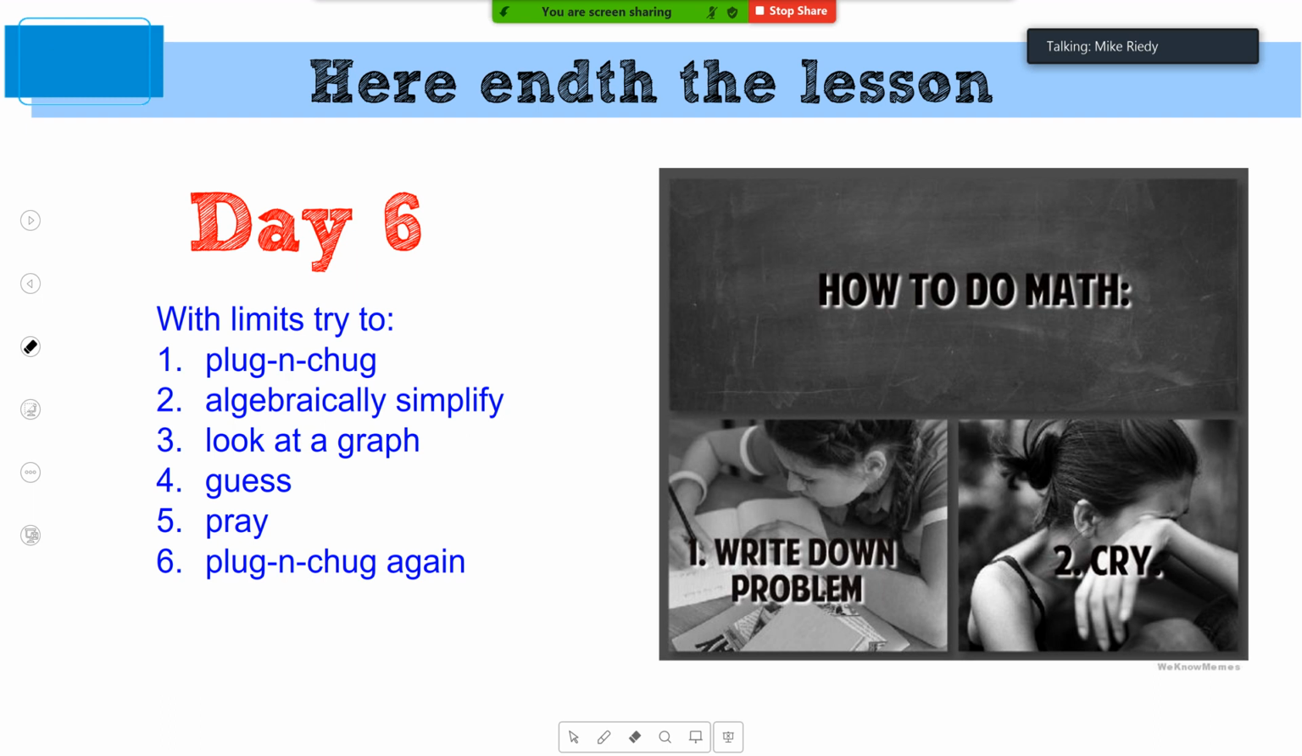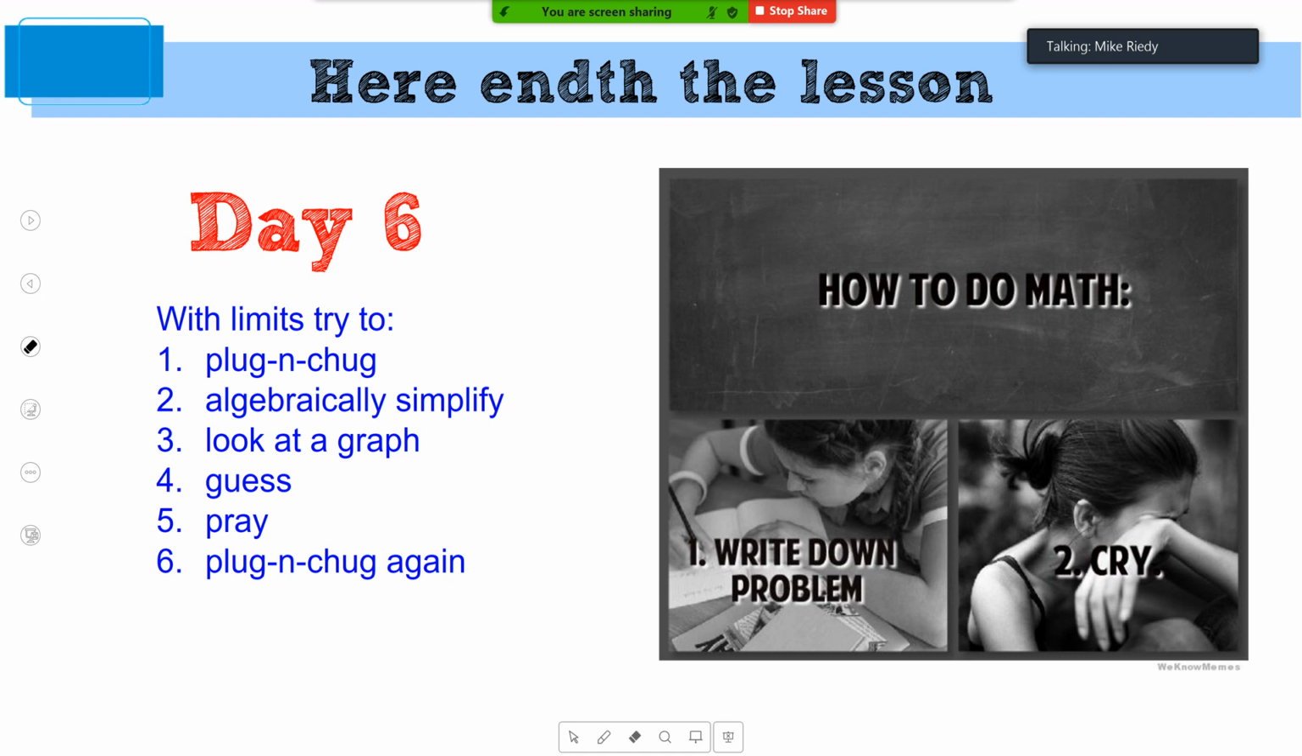So here's again the summary of what to do. Number 1, plug and chug. Number 2, algebraically simplify. Number 3, I threw this in there: if you can, look at the graph. Graph it on your calculator. Use Desmos. Number 4, just guess. You could pray to the math gods if you'd like to try. And then the last step is to plug and chug again. If none of these work, then it's a DNE.